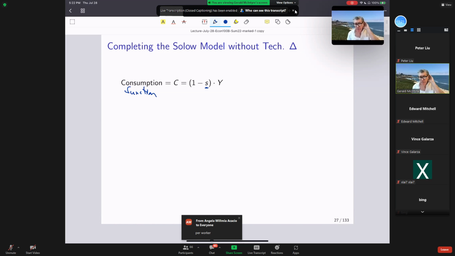Katie, divide by L. Thank you, Katie. Divide by L. Thank you. Divide by L, and I get small letters. Notice the small letter. Capital letter here, small letter here.